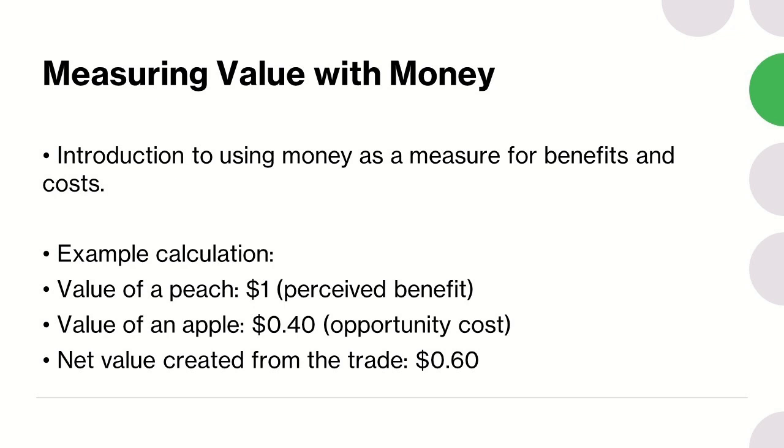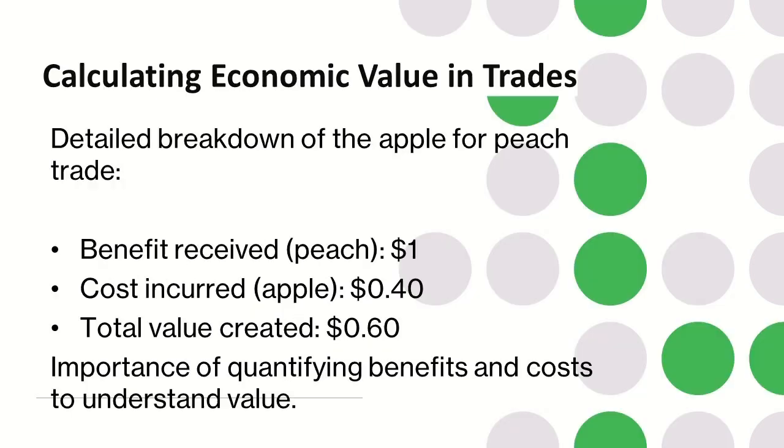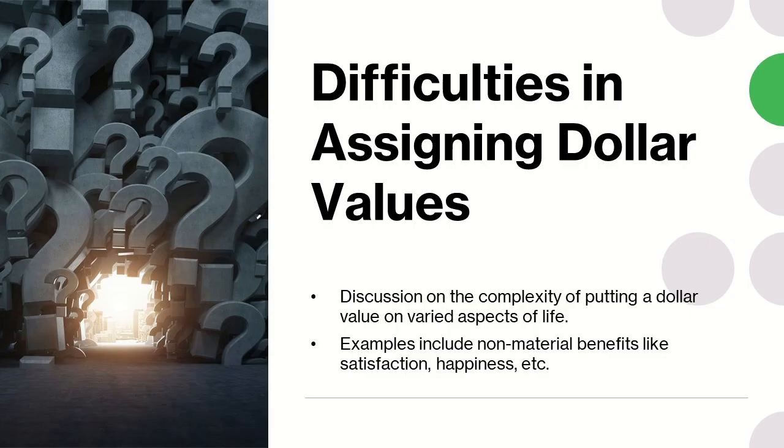Suppose you think the peach is worth $1. That is, you would be willing to spend $1 on this peach. And suppose the apple is worth 40 cents to you. That is a measure of the satisfaction you would get from eating the apple. If I trade you your apple for my peach, you're getting a benefit that you value at $1. And the opportunity cost is the 40 cents worth of satisfaction that you would have received from the apple. $1 worth of benefit minus 40 cents worth of cost means that we have created 60 cents worth of value for you when you trade the apple for the peach.